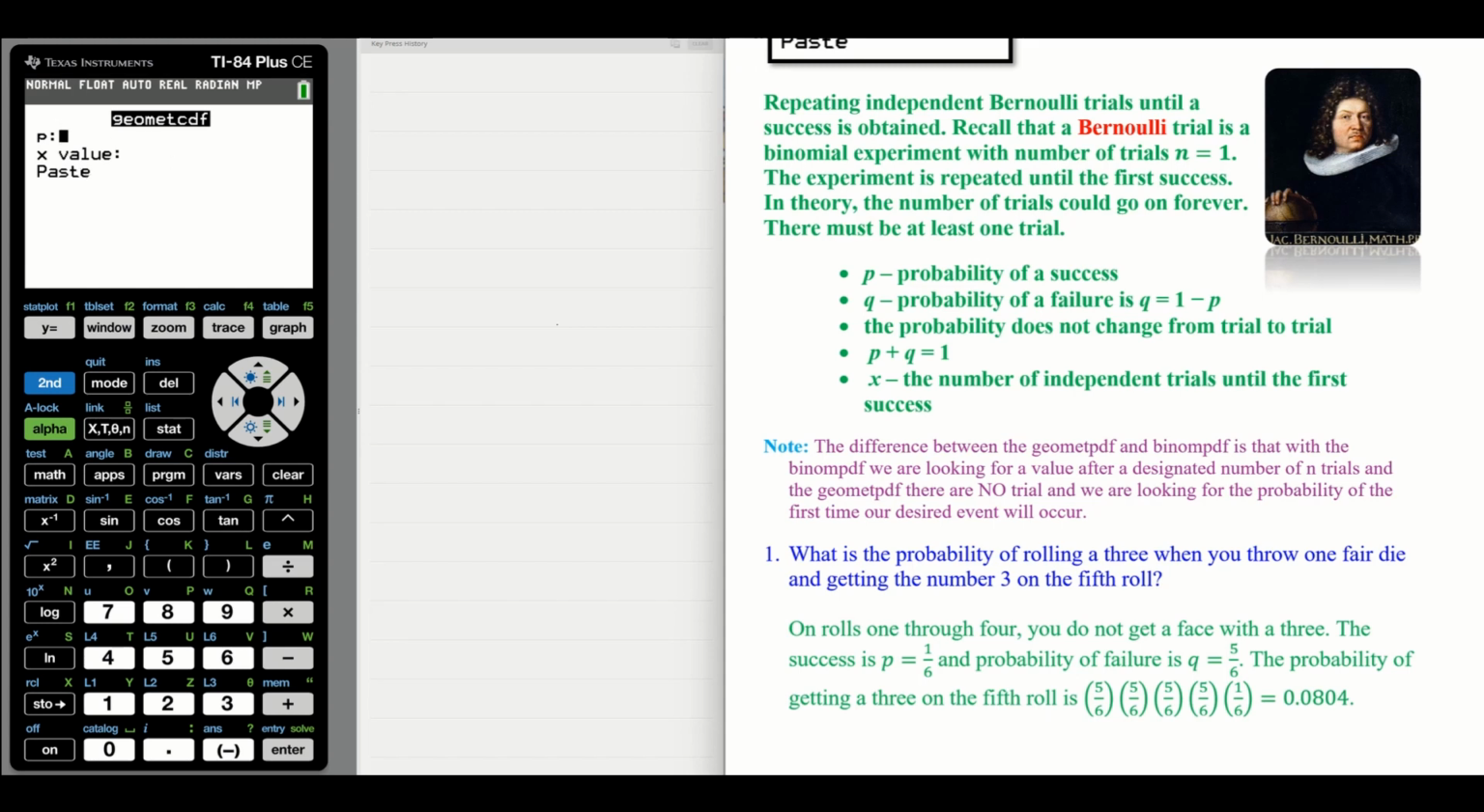So number 1, what is the probability of rolling a 3 when you throw one fair die and getting the number 3 on the 5th? So we're working with the 5th. We need the number 3. Now, it could be any number. It doesn't have to be 3. So they gave us our probability.